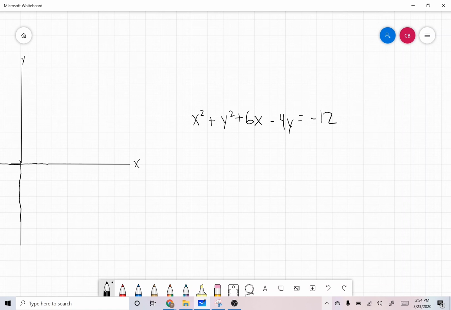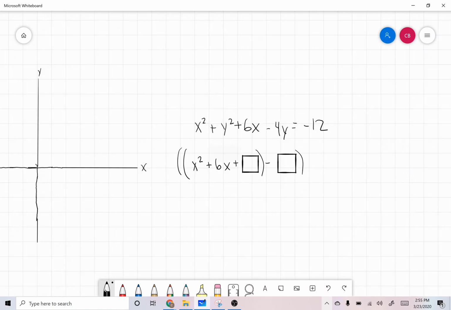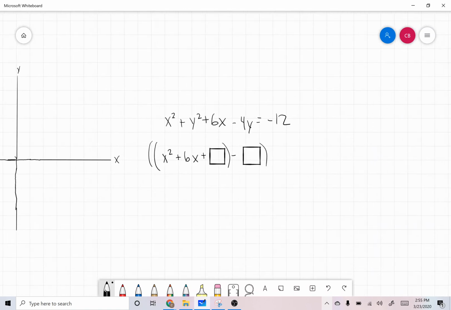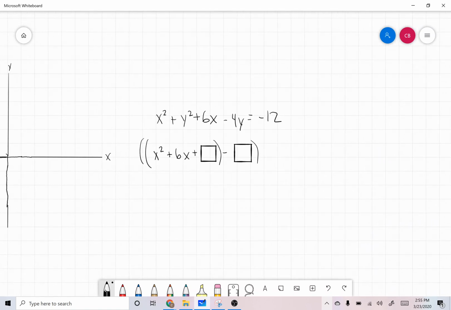So here we go. First step, you're going to line up your x's with x's. Put them next to each other. We're going to add something. Subtract something. Okay. And then we have our parentheses and another set of parentheses. I'm only going to put that because you'll want that if you're doing an ellipse and there's a leading coefficient in the front.